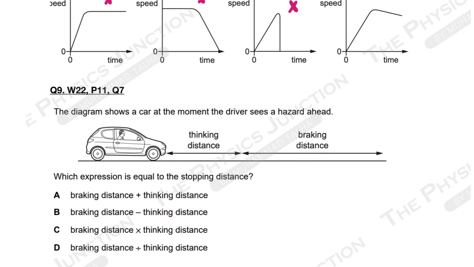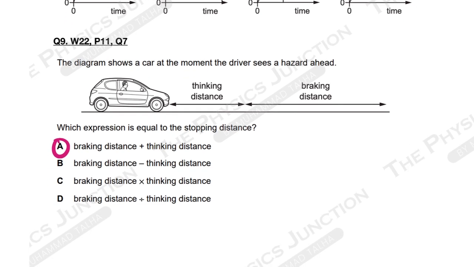The diagram shows a car at the moment that the driver sees a hazard ahead. Thinking distance, braking distance, which expression is equal to the stopping distance? So that's just the sum. Super easy. Thinking plus braking distance.